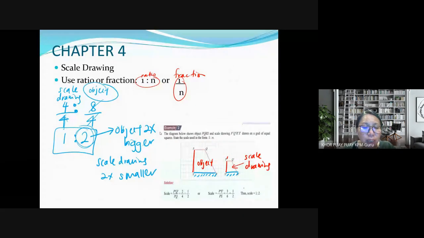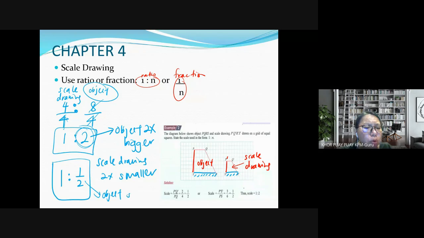How do I know I need to make it bigger? When you see a fraction, what does it mean? My object is already small. So my object is small already. Takkanlah saya nak resize lagi smaller. No, you will make it bigger. Your scale drawing will be bigger. Bigger what? Bigger 2 times.